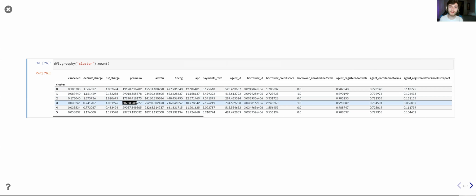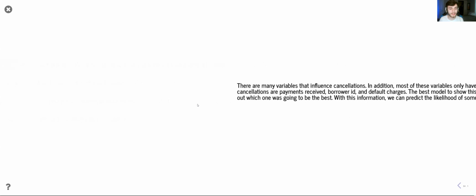And we can use this data to predict what's going on and be able to make better managerial decisions in the future. All in all, I really enjoyed this project.